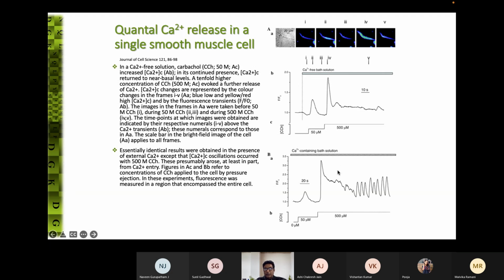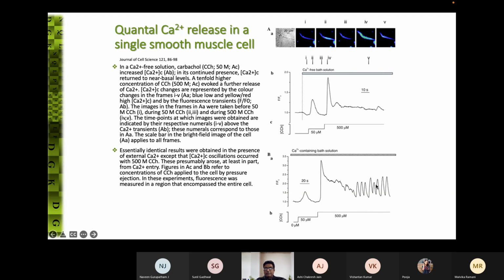Now, if calcium is present on the outside, then you start seeing this kind of oscillation. And this is primarily because you are also having calcium from the outside coming into the system. So within the cytoplasm, when it enters, when you're measuring the current or looking at the fluorescence in this case, then you start seeing these oscillations.